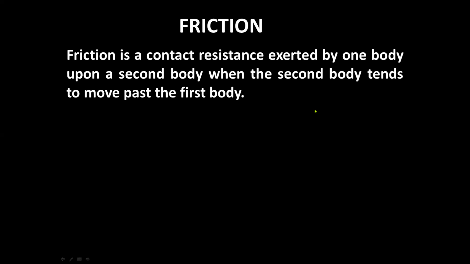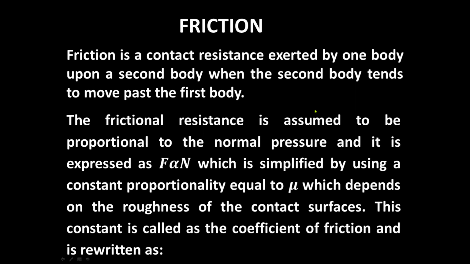And as a continuation, the frictional resistance is assumed to be proportional to the normal pressure, and it is expressed as F equal or directly proportional to normal force or normal pressure. F, then alpha N, yan ang symbol natin, which is simplified by using a constant proportionality equal to mu.